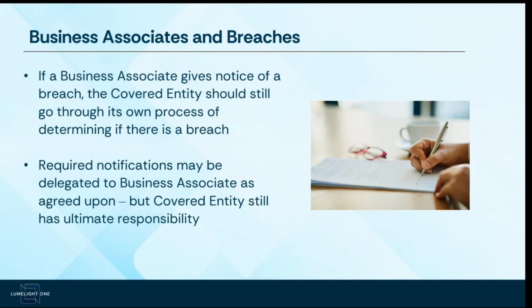If a business associate has a breach and accordingly notifies the covered entity of the breach, then the covered entity should still go through its own process using the four-factor assessment to determine if there is a breach. If the covered entity also finds that a breach has occurred, then the appropriate notifications will need to be made. Business associates will often be delegated the task of making these notifications, but the ultimate responsibility still lies with the covered entity should the business associate fail to provide the required notification.